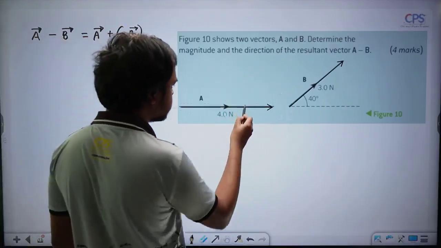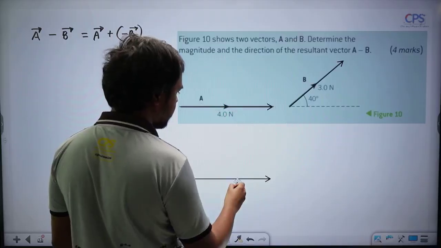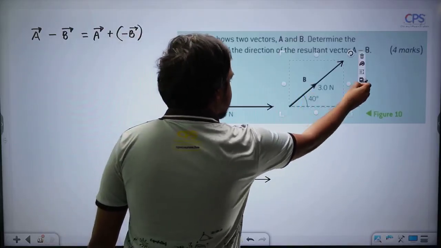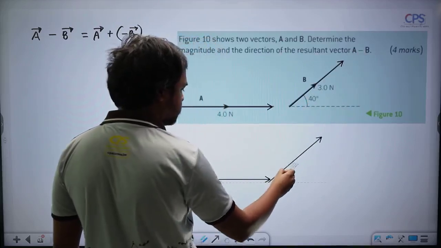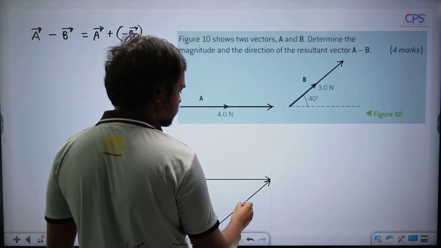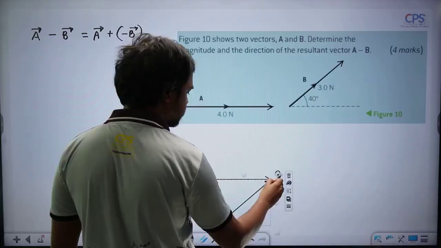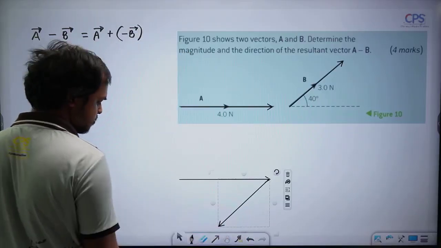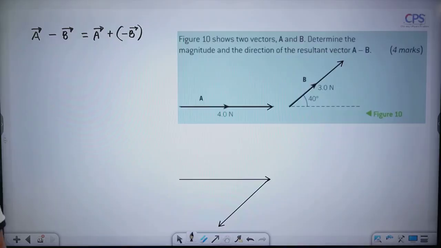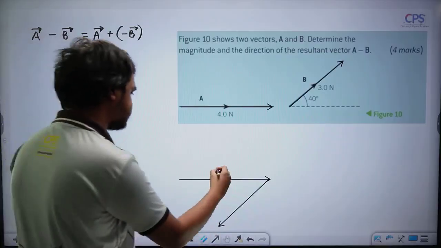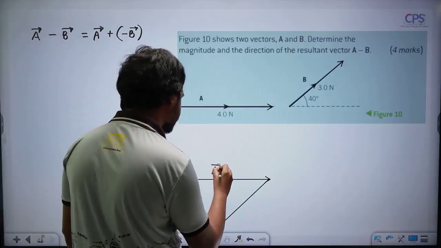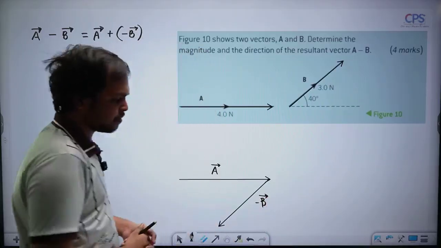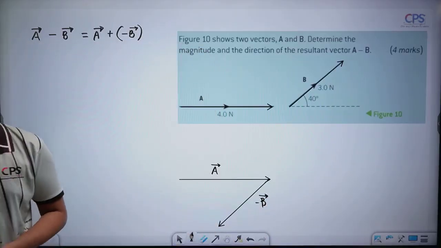So how do you get it? We get the A vector here, we get the B vector here, but we need to reverse this one, right? We need to reverse the B vector. See, this is reversed. So this is the A vector and this is the reverse of the B vector, or minus B. Reverse of B vector means minus of that vector.